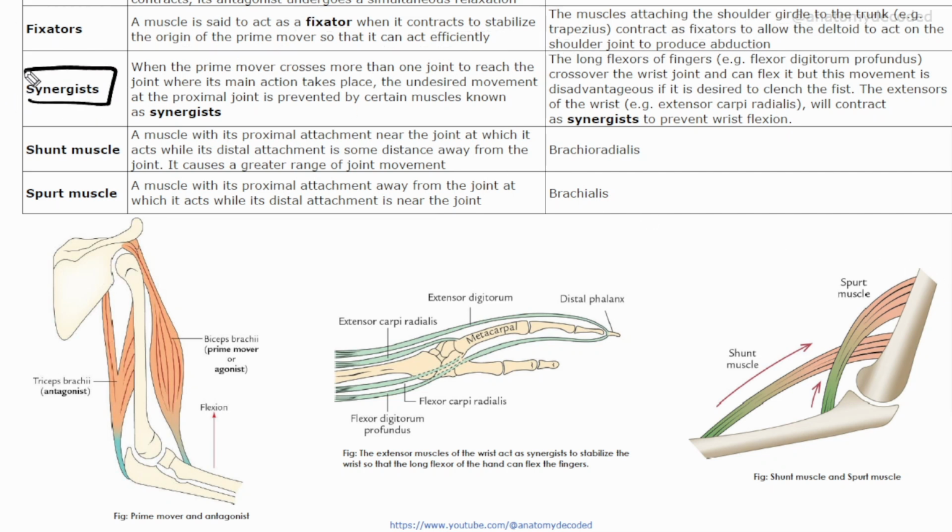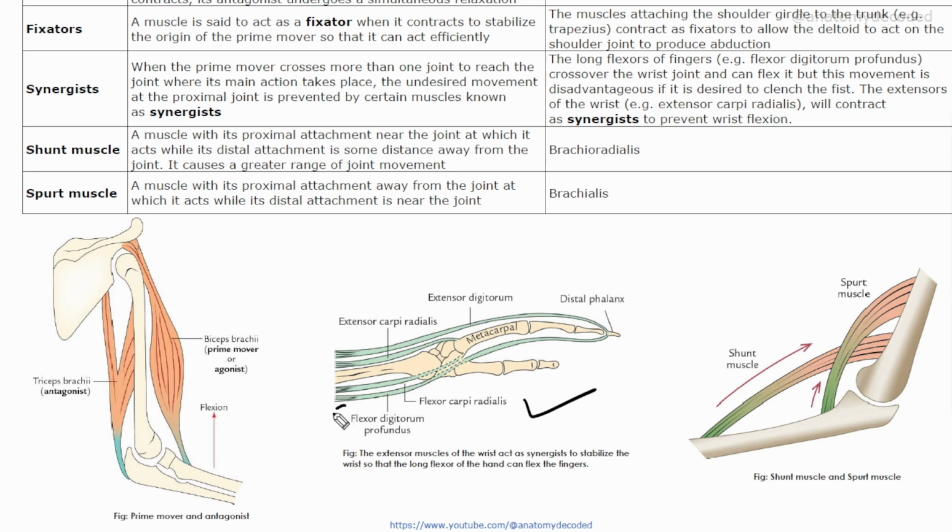Then the next heading is synergist. So what is a synergist? When the prime mover crosses more than one joint to reach the joint where its main action takes place, the undesired movement at the proximal joint is prevented by certain muscles known as synergists. Let us try to understand what these statements mean. Can you think about examples where a prime mover is crossing multiple joints? Examples are shown here.